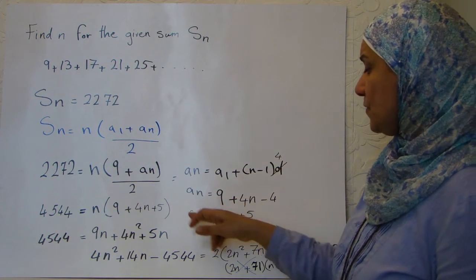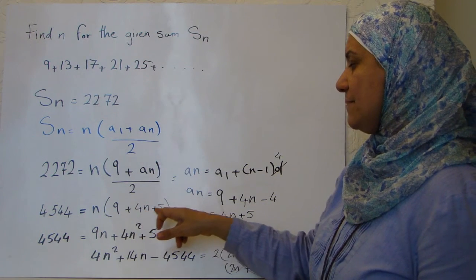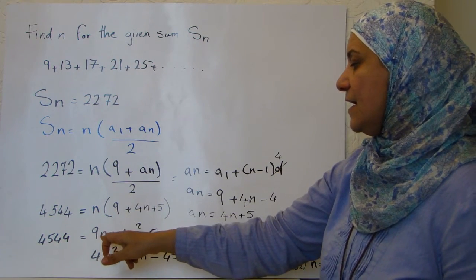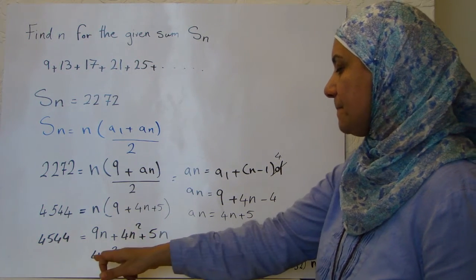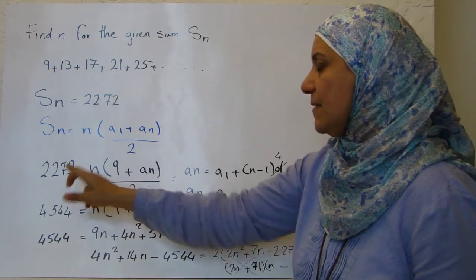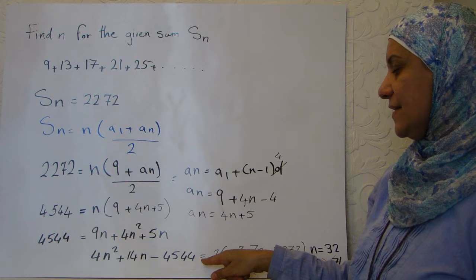I'm going to substitute the 4n plus 5 into this equation. That's what I get: 9n plus 4n squared plus 5n equals 4544. How did I get this number? By multiplying by 2 in order to get rid of the 2 down there. That's the equation I have.